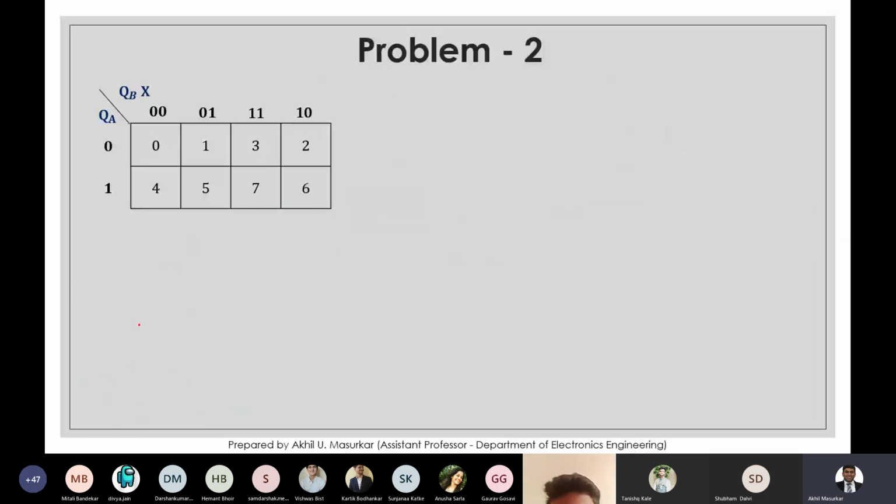So now you tell me QA, QB and X. What are the outputs? Where does the output be 1? Yash, can you tell me where the outputs are 1 for QA plus?